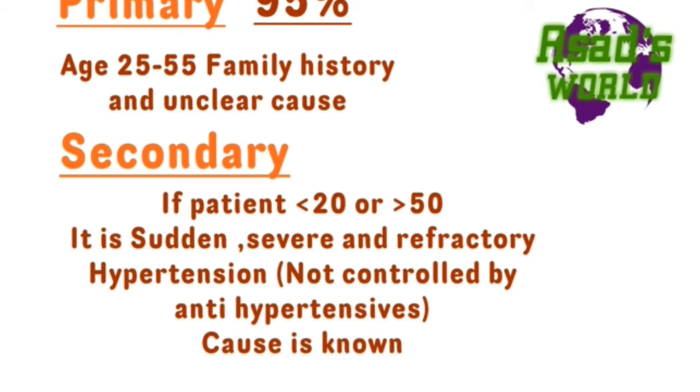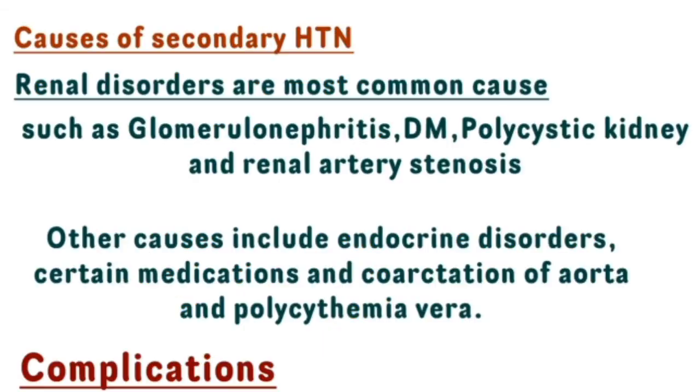It's also refractory. Refractory, you can call it resistant hypertension. It means that it is not being controlled by any antihypertensive. The antihypertensive therapy failed on this patient. Causes are known. There are several causes for secondary hypertension. So now I'll move to the main causes of secondary hypertension.